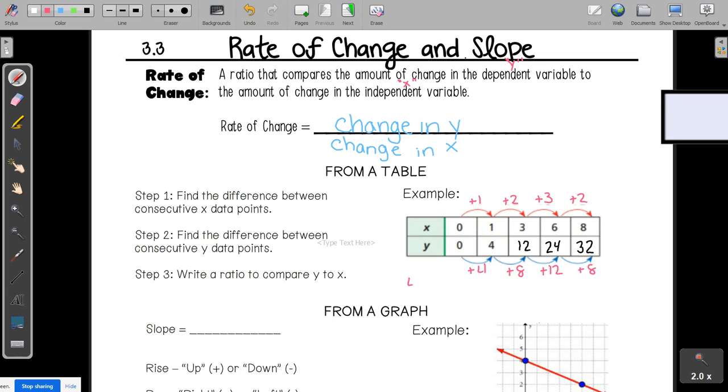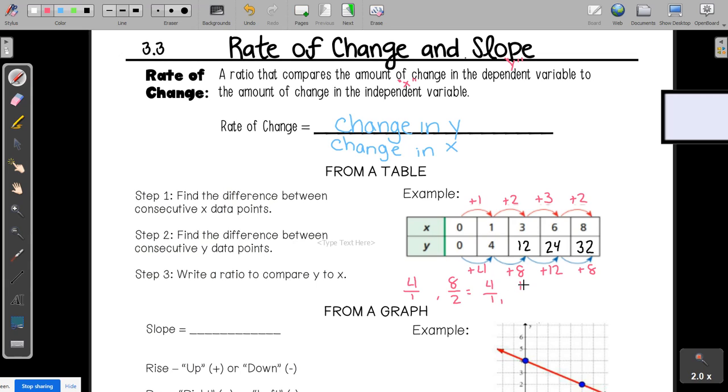We have 4 over 1 as our first ratio, which is y over x. Then we have 8 over 2, which is the same thing as 4 over 1. Let's look at the next one.